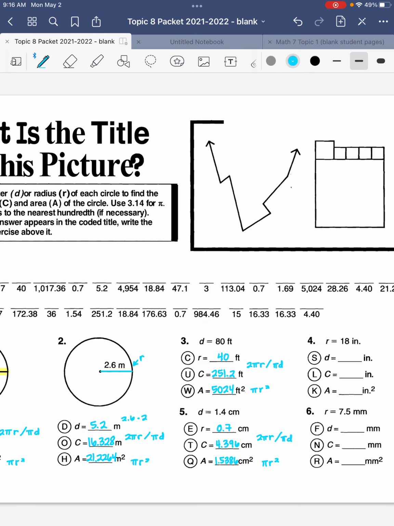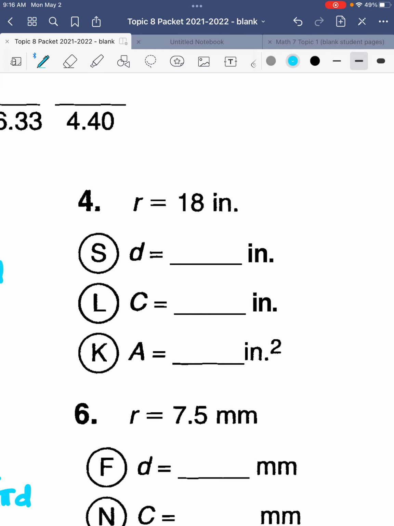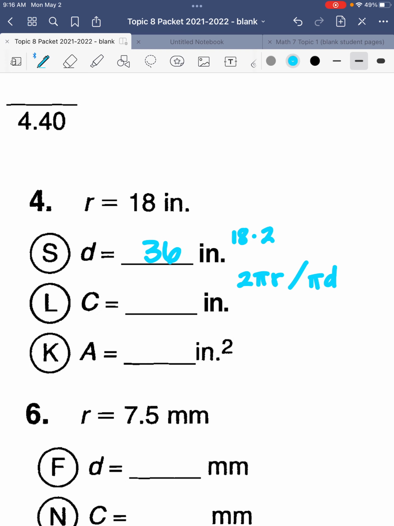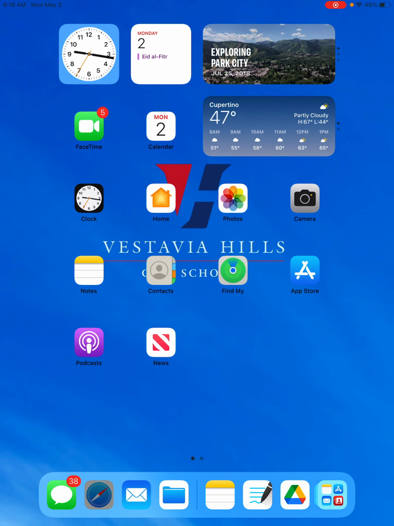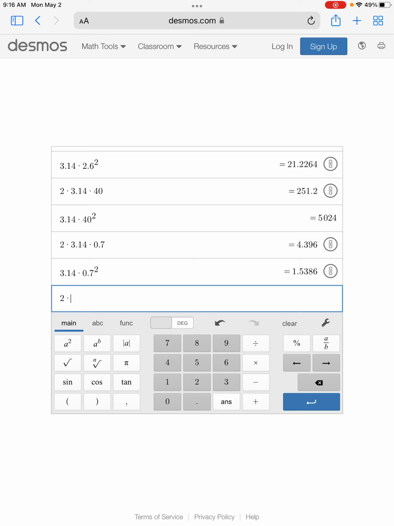Okay, 2 more. Number 4. Now I have a circle that I'm told the radius is 18. What is the diameter? Well, I would just multiply that times 2. 18 times 2 is 36. So 36 inches is the diameter. Now we need to find the circumference. So it doesn't matter what formula I use. I could use 2 times pi times the radius, or I could use pi times the diameter. Both will give me the exact same answer. So I'm going to use 2 times pi times the radius. So we have 2 times 3.14 for pi times 18 for the radius, and I get 113.04.